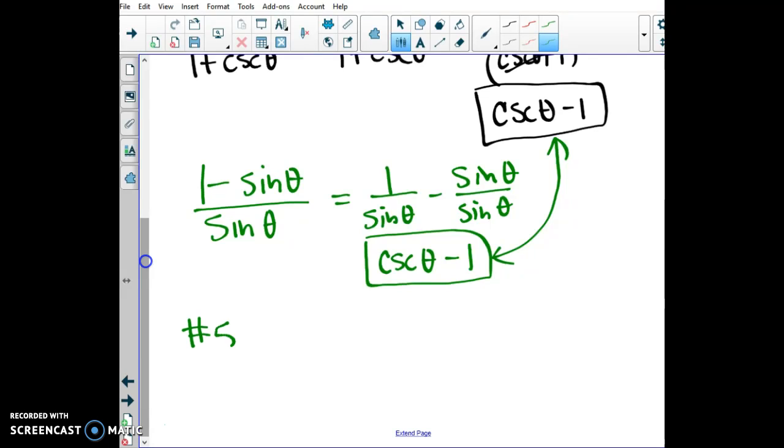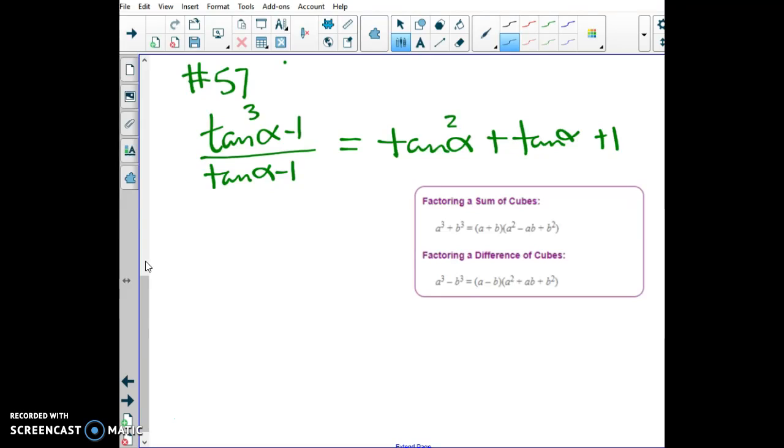You guys try number 57. Come back and check your answer. So for 57, we saw a difference of 2 cubes. So I've put a little side note on here, something that you used to know and maybe you forgot. The factorization of the difference of perfect cubes. So we're looking right down here.